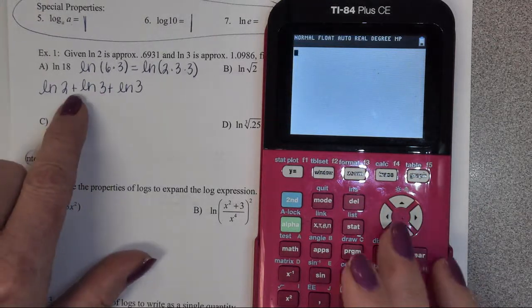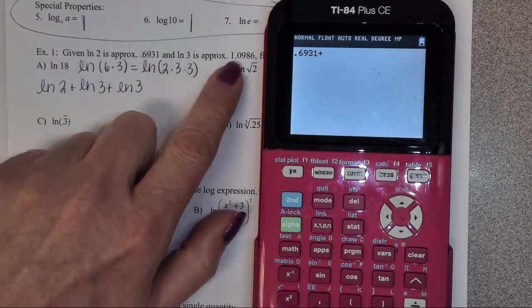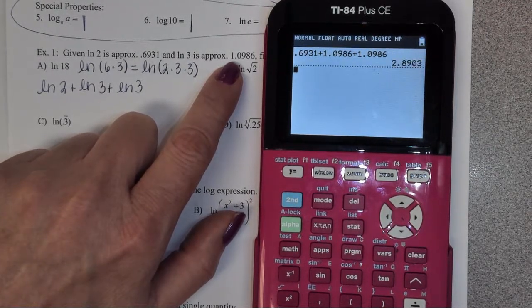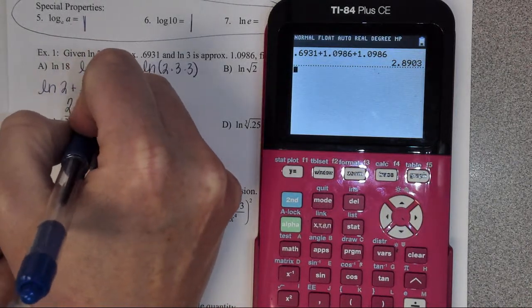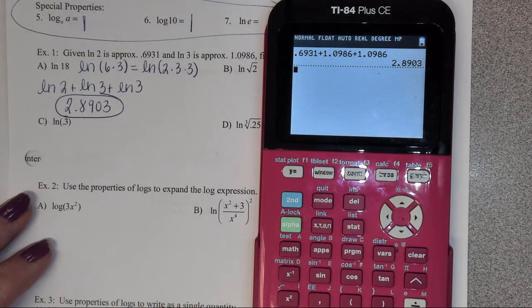So then I just plug it in. The natural log of 2, the natural log of 3, the natural log of 3, adding all of those up. And so there's our answer, 2.8903. Just using those properties to simplify.